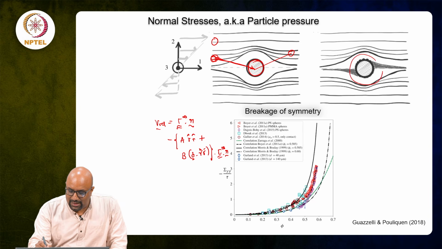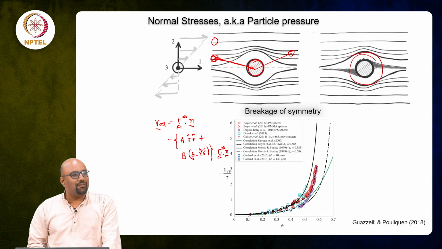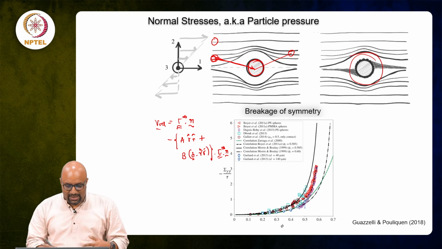When you have something that breaks that symmetry, let us say roughness or charges, then that breaking of symmetry is going to lead to normal stresses in the problem. You can also break that symmetry by having a third particle interacting with these two particles. So, this is the key idea.